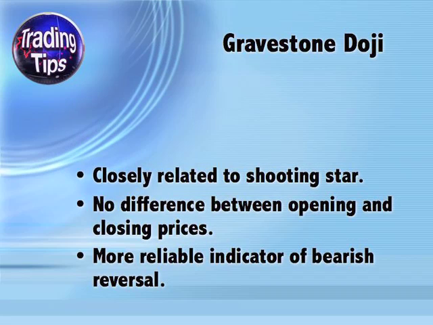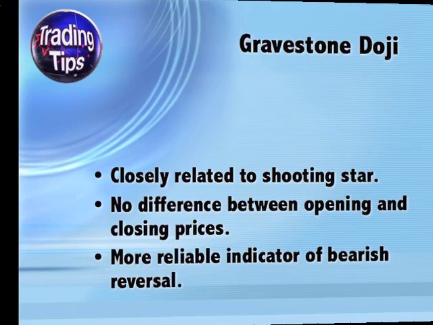Very closely related to the shooting star is the Gravestone Doji. The only difference between a shooting star and a Gravestone Doji is that with the latter, there is no difference between the opening and closing prices, meaning there is no real body at all. Thus, the stock opens higher than the previous day's close, goes much higher intraday, and then closes at the same price as the open, which is also very close to the intraday low. Gravestone Dojis are even more reliable indicators of a pending bearish reversal.